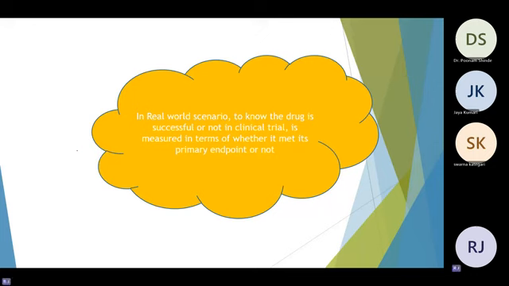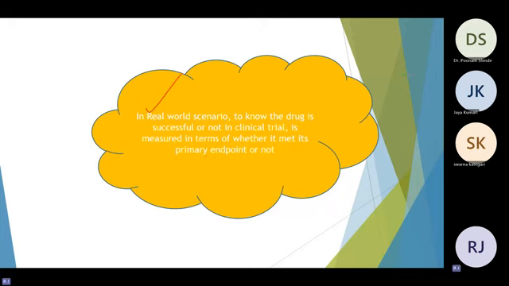So you would have seen many press releases, right? This drug has met its primary endpoint. This drug has not met its primary endpoint, but it met its secondary endpoint. Now you can understand what they mean by this. In the real world, whether a drug is successful or not in a clinical trial is measured in terms of whether it met its primary endpoint or not. Because if the drug has met its primary endpoint, it means the primary objective is successful, or the drug has achieved its primary goal.